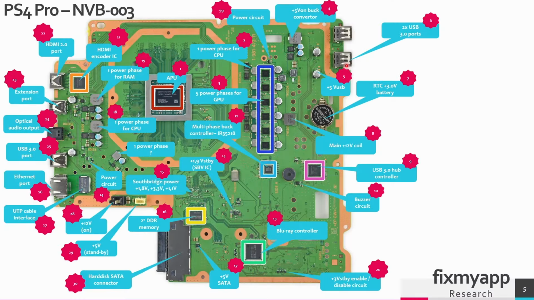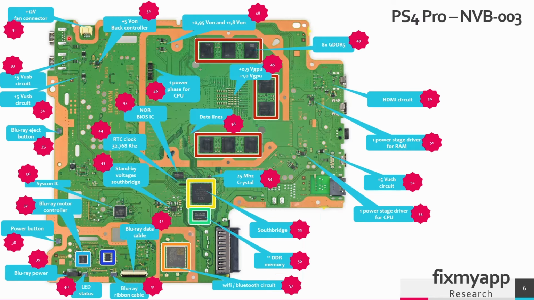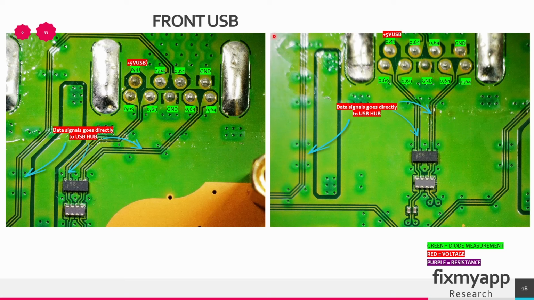On the front side we have two USB 3.0 ports. This is located in region 6. So this is the back side of those two USB ports. This is the 5V USB circuit that provides power to the front USB ports, and this is located in region 33. So this is the back side of those two ports. Again, this is the 5V USB power on the first pin here.